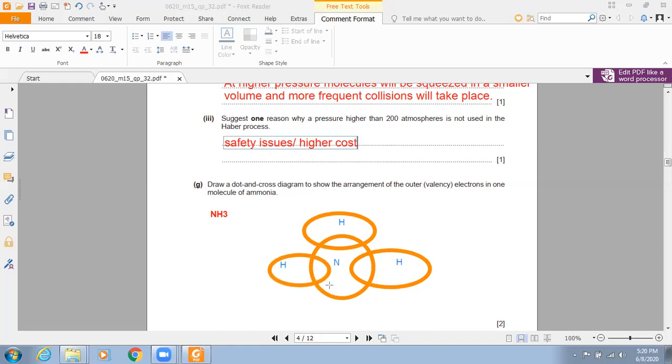Okay, instead of dot, I will be using tick. That will be easy for me. So I'll be using tick here: tick, tick, tick. And I'll be using cross for nitrogen: cross, cross, cross, and there'll be two more, one is here. So this will be the structure of ammonia.